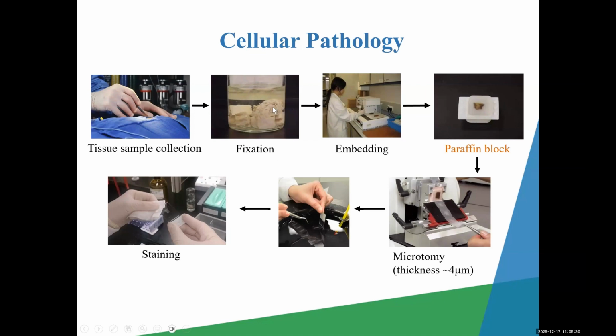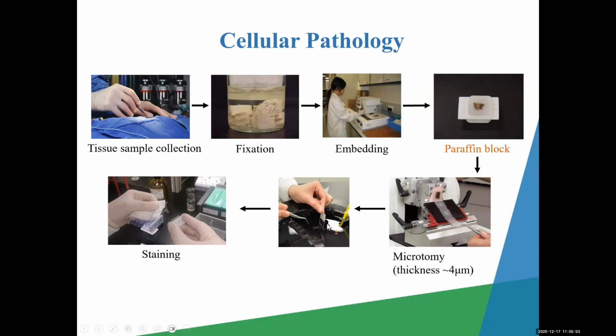So in the laboratory, we will fix the tissue. After that, we will embed it in paraffin wax. So you get a block right here. With the block support, you can cut it into a very thin section by using an instrument we call a microtome. The thickness is only about 4 micrometers.